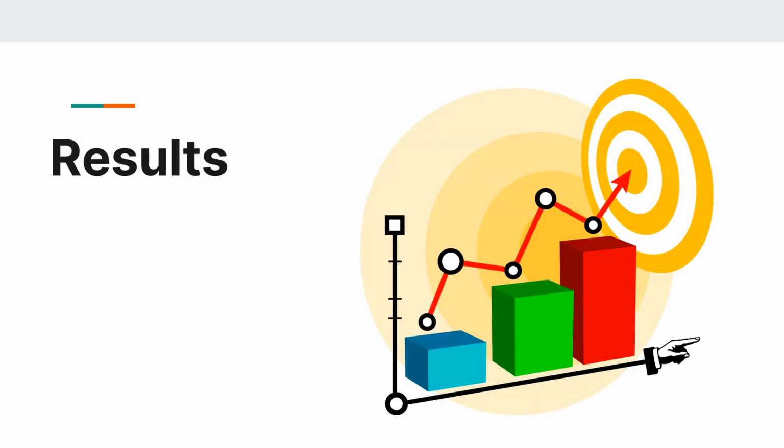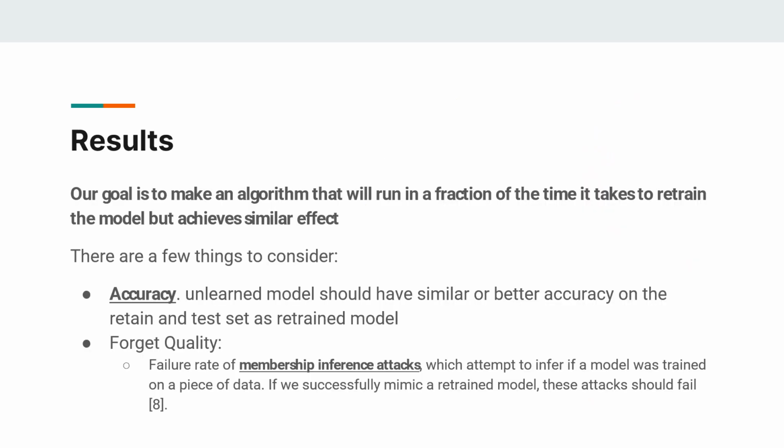All right, now we're going to go over some of our unlearning results. Our goal was to make an algorithm that will run in a fraction of the time it takes to retrain the model, but achieves a similar effect. So the things to consider: the accuracy. The unlearned model should have similar or better accuracy on the retained and test sets as the retrained model, and the forgetting quality. How we'll measure that is the failure rate of membership inference attacks, which attempt to infer if a model was trained on a piece of data. If we successfully mimic a retrained model, these attacks should fail.